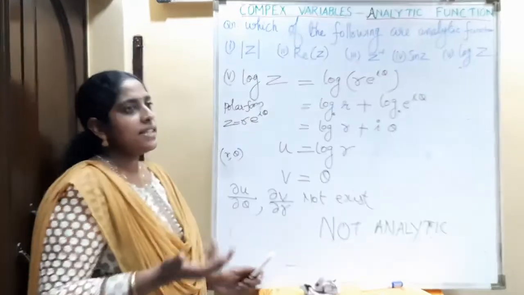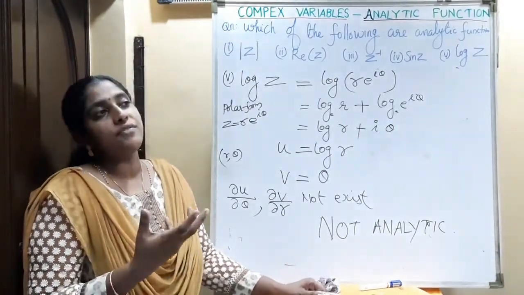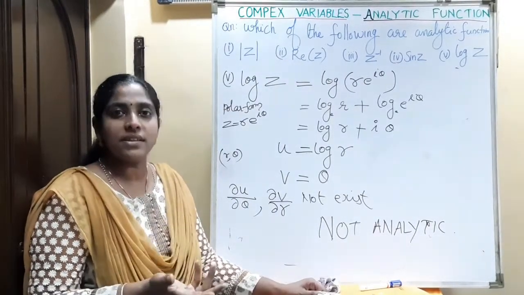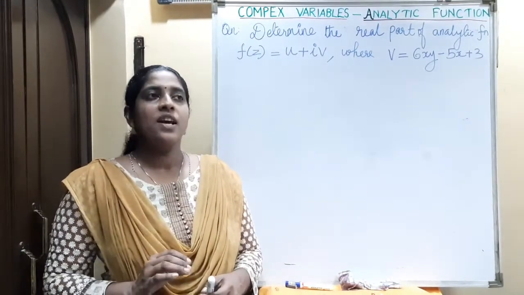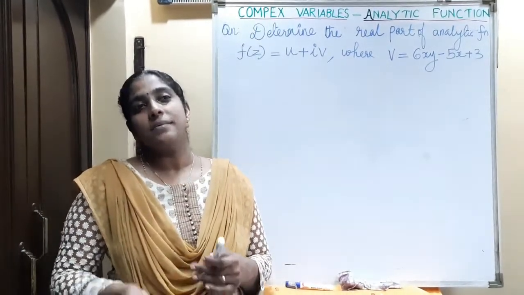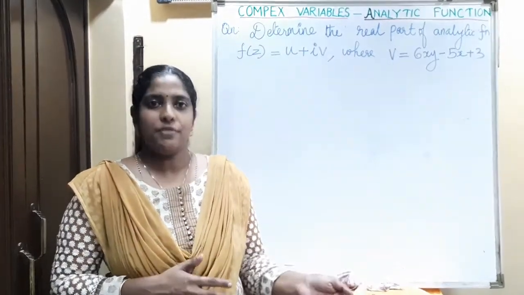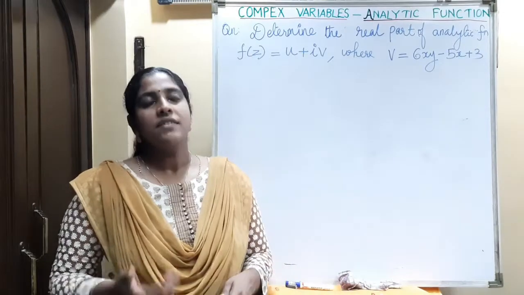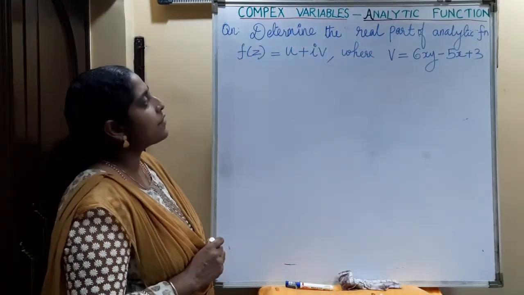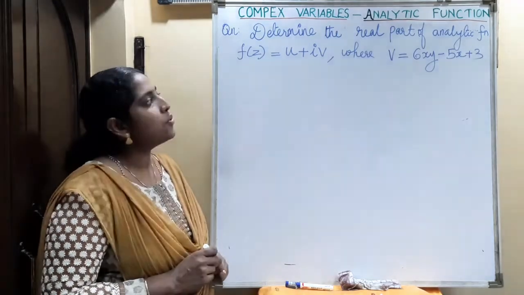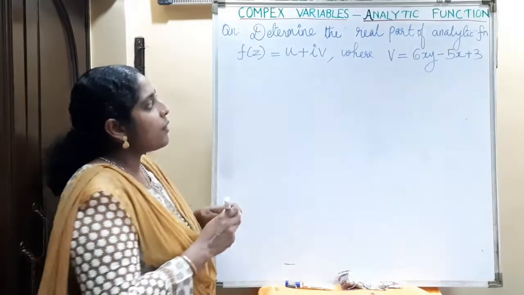Another thing is that using these Cauchy Riemann equations, very easily we can find the real part or imaginary part if one is given. By solving the Cauchy Riemann equations, we can find the imaginary part of an analytic function if the real part is given, or the real part if the imaginary part is given. We can see two questions. First question: determine the real part of an analytic function f of z equal to u plus iv, where v is equal to 6xy minus 5x plus 3. How can we find it?